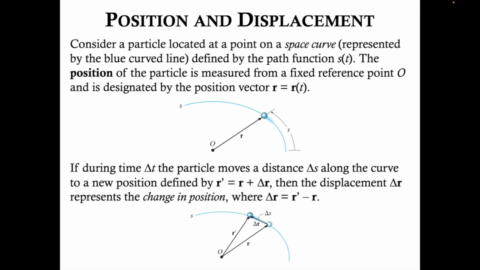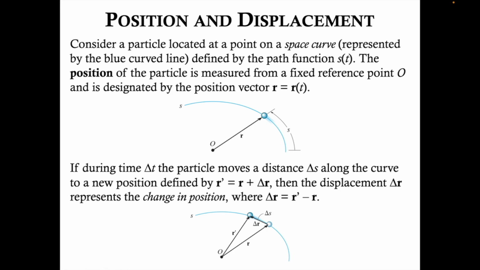Consider a particle located at a point on a space curve represented by the blue curved line in a 2 or 3-dimensional space. The position of the particle is measured from a fixed reference point O, always a fixed reference point, and is designated by the position vector r equals r in general as a function of time.